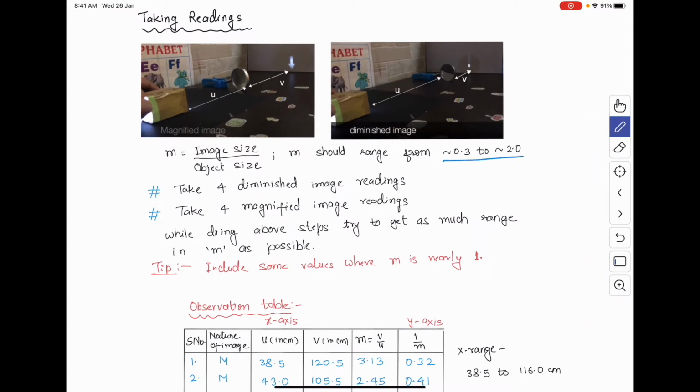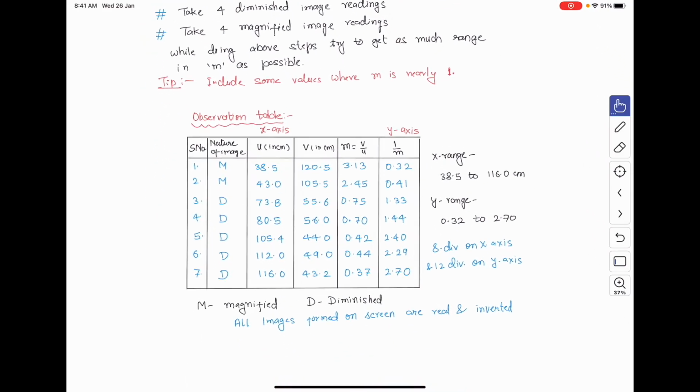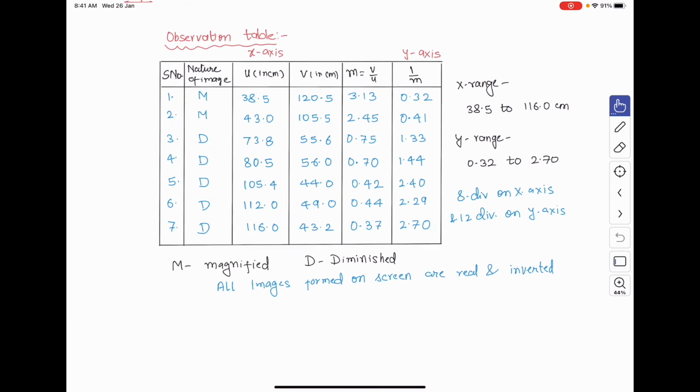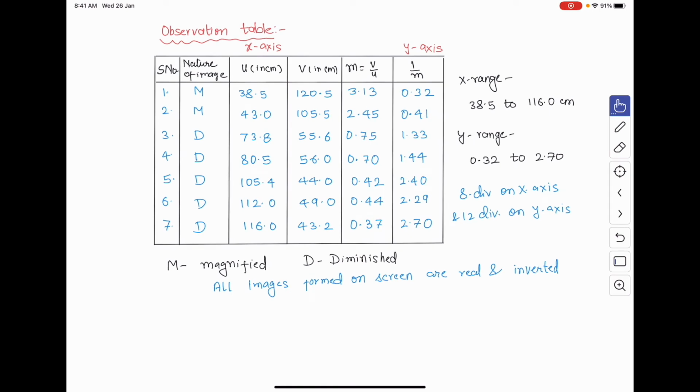Also, while doing the above step, always include some value where m is nearly 1. That means magnification 1. If you are using a candle, it can be a little tricky because you cannot measure the flame exactly. But if you are using some object where you see the image size is approximately equal to the object size, that will give you magnification as 1. Unfortunately, in the data that I am going to show, I don't have an m which is close to 1.